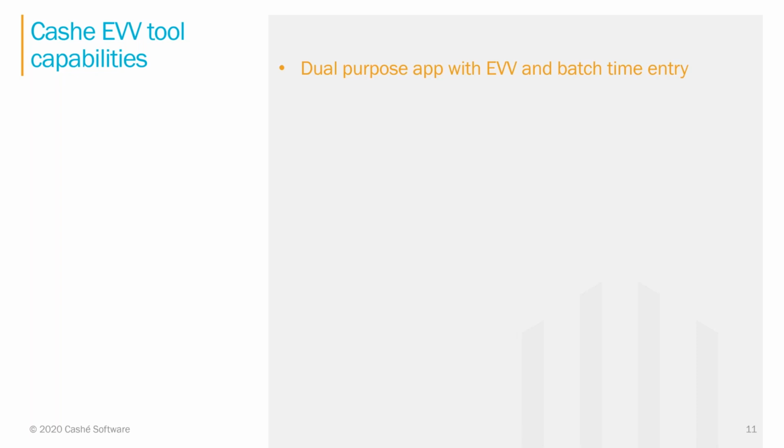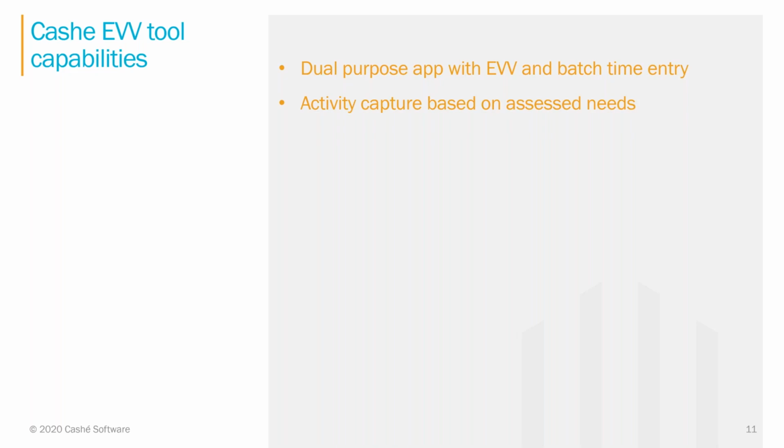First, we have a dual purpose app that allows both EVV and batch time entry. And this includes not only the real-time clock-in, but you have the ability to enter manual time, including the batch entry, to mimic an electronic timesheet. This is ready and waiting for your live-in caregivers to use and will be available for all caregivers until EVV is officially live.